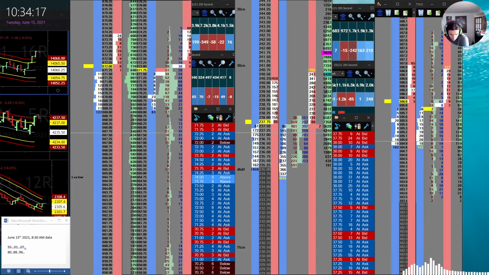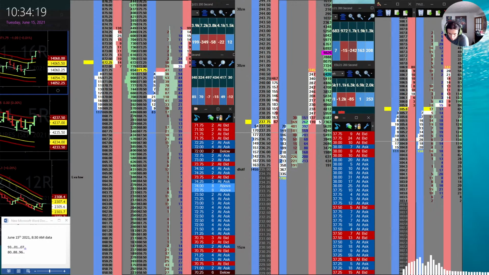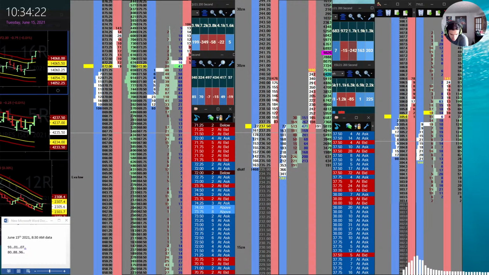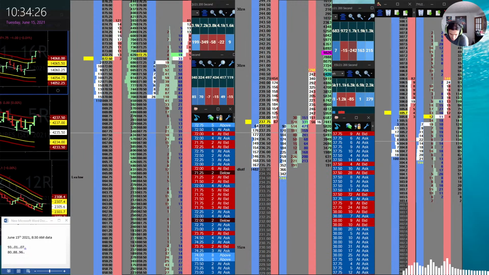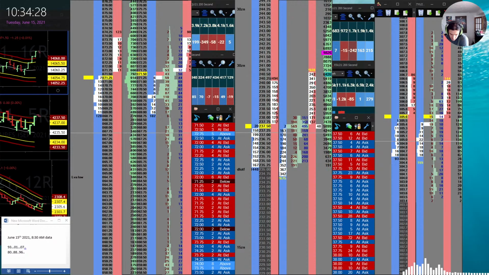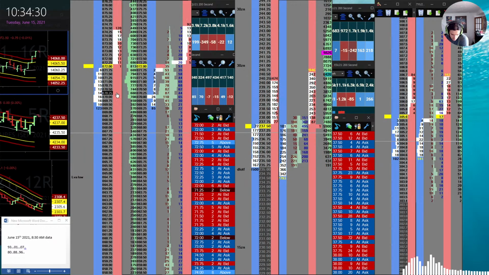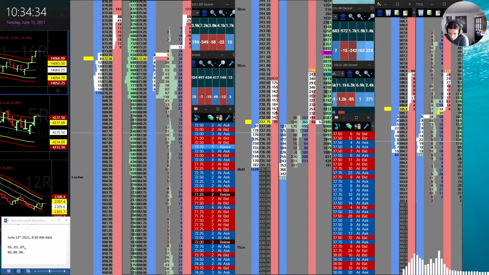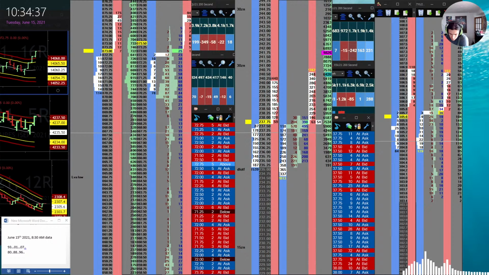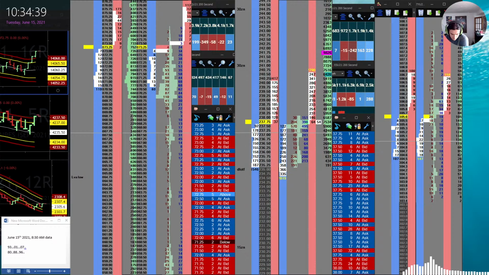Yeah, it's a little too much there. I'll actually call it the top of the liquidity pool here. Plus 50 contracts. It's kind of bid though. Top of the liquidity pool.